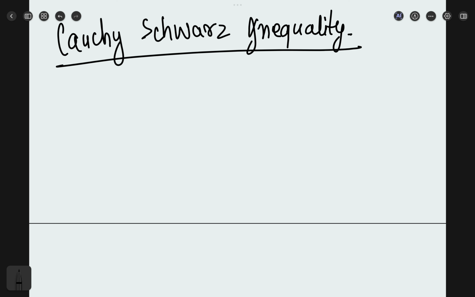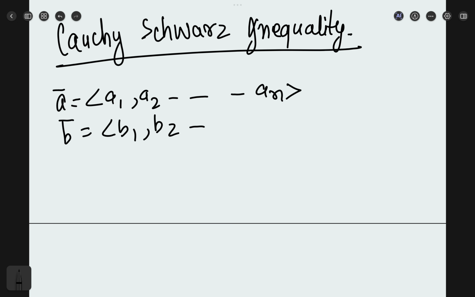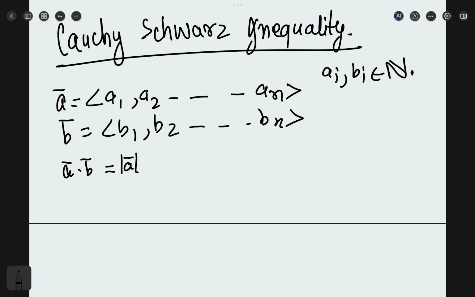So let's get into it, and I'll start by picking up a vector a bar, let's say, and I'm writing it in a matrix form. This is a vector of n dimensions, and similarly another vector like this such that ai, bi belong to positive integers, natural numbers to be precise. A dot b is equal to the magnitude of them times cos theta.